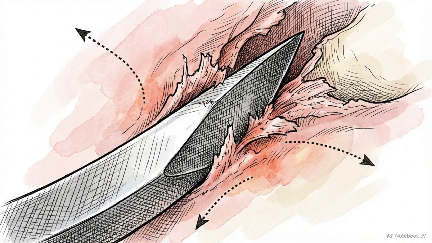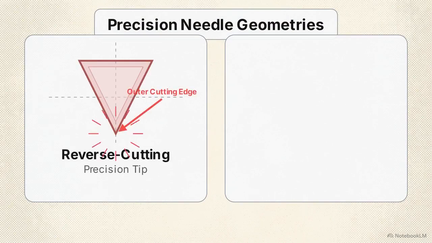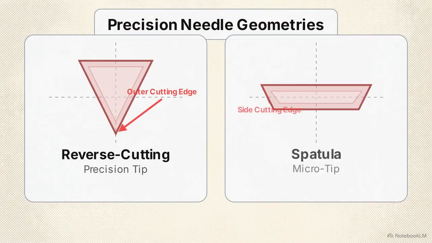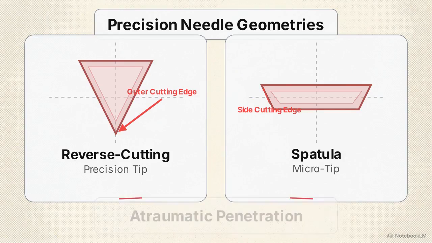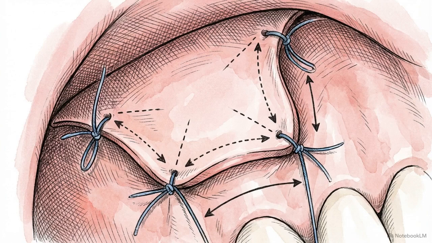The final component is the tip configuration. Standard cutting needles are designed for coarse tissues and can easily tear delicate gingival margins. To prevent this, periodontal surgery relies on the sharpest alternatives: reverse cutting needles with precision tips or spatula needles with microtips, both designed for atraumatic penetration. Optimal needle geometry is an engineered prerequisite to ensure the surgical flap survives the physical trauma of being sutured.